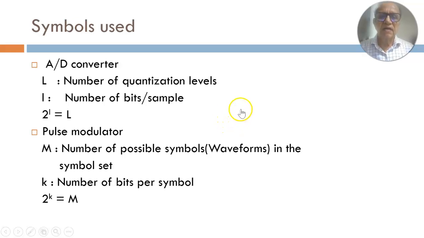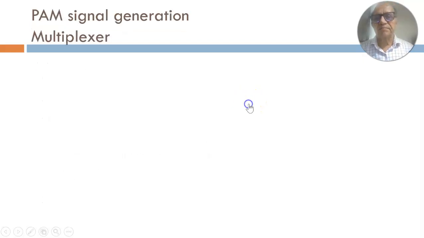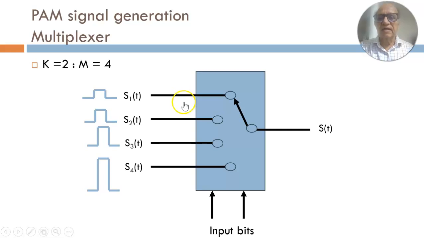So we are now ready to study how to generate the pulse amplitude modulation signal. For that, we'll take a specific case in which K is equal to 2, M is equal to 4. So this is a quaternary signal, M equal to 4. This is the block diagram. You can see there are 4 inputs, represented by 4 symbols here: s1(t), s2(t), s3(t), s4(t), and there are 2 control bits. The digital inputs are connected here. Since K is equal to 2, we have only 2 control inputs.